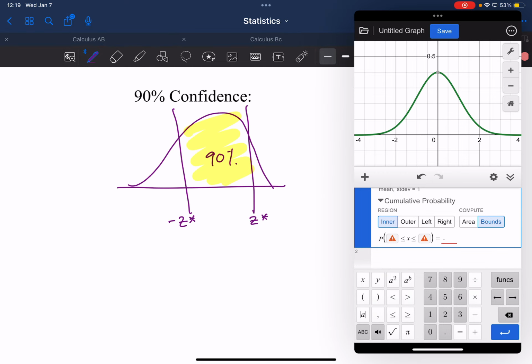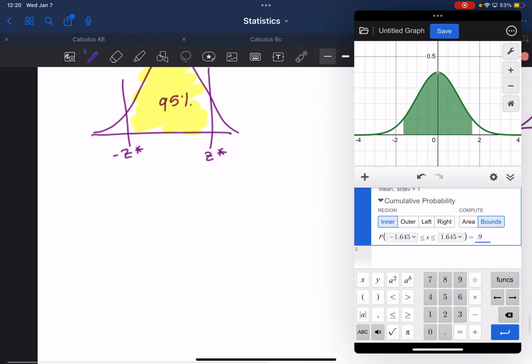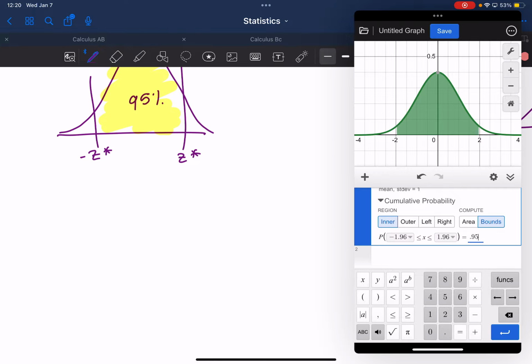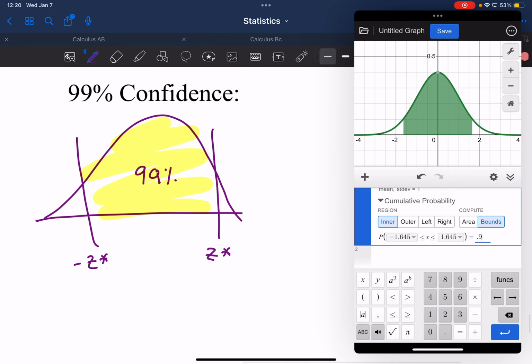Okay, so for the 90% confidence, you should have got that Z star is equal to 1.645. Everyone get that? For the 95%, you should have got Z star is equal to 1.96. And then lastly, on the 99%, you got Z star is equal to 2.576.